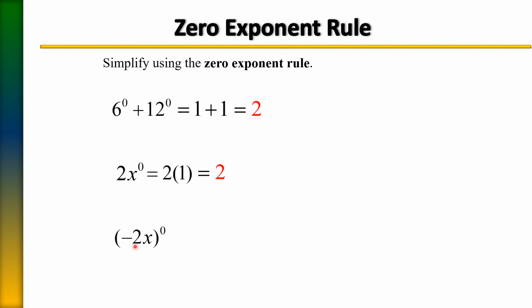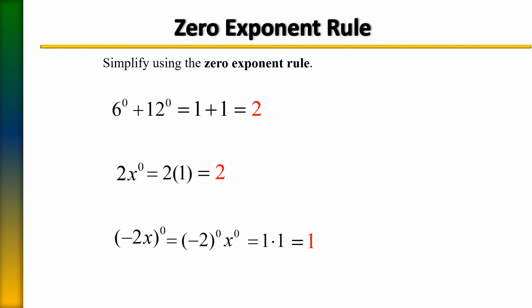On this next example, we have everybody inside. This is the power rule. That's going to be raised to the zero power, which eventually is going to equal 1 because you know that any non-zero number raised to a zero power is going to equal 1. But let's go ahead and use the power rule and write it out. So -2 raised to the zero power, and then x raised to the zero power. -2 raised to the zero power is 1. x to the zero power is 1. 1 times 1 is 1.